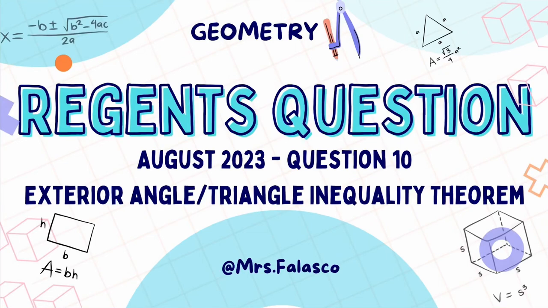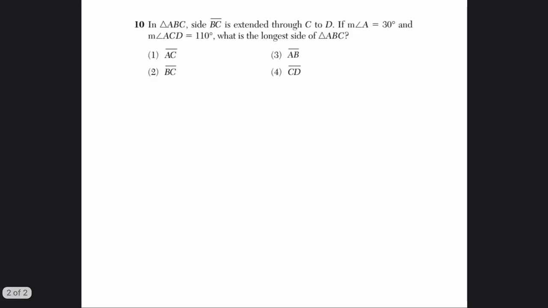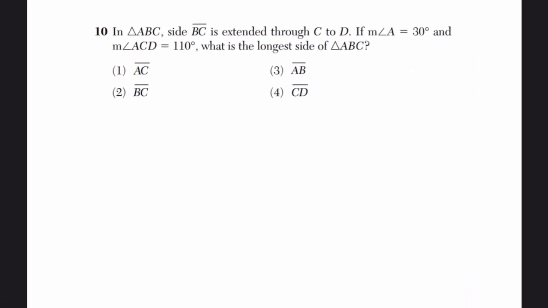This is question number 10 on the August 2023 Regents, and this involves the exterior angle theorem as well as the triangle inequality theorem. So let's take a look at this question. This multiple choice question says in triangle ABC, side BC is extended through C to D, and if the measure of angle A equals 30 degrees and the measure of angle ACD equals 110 degrees, what is the longest side of triangle ABC?